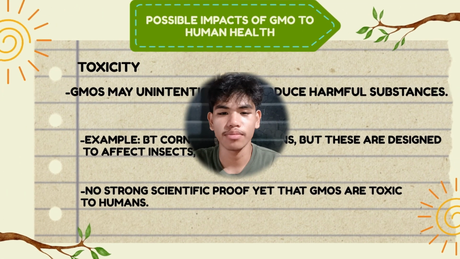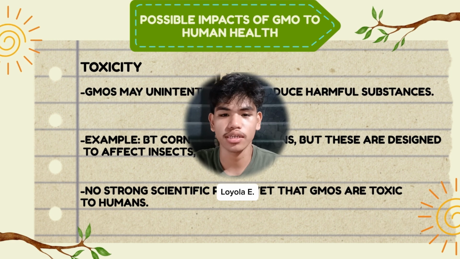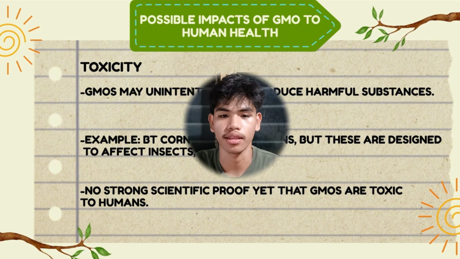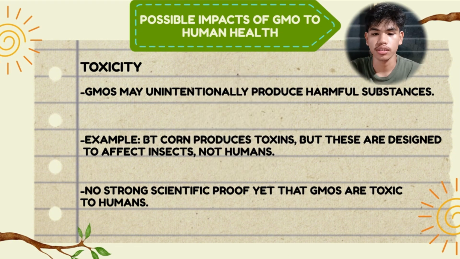Good day everyone, my name is Ed Loyola and today I will be discussing the possible impacts of genetically modified organisms or GMOs on human health. The first is toxicity. So there is a concern that GMOs may produce harmful substances. For example is Bt corn or Bacillus thuringiensis.